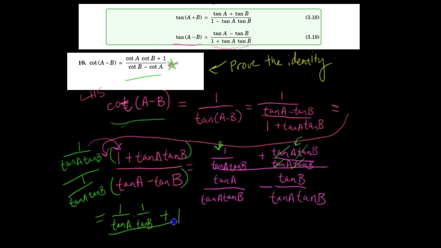All over, we're running out of room. See how these cancel out? And I'm left with 1 over tangent of B minus, now the tangent of B's cancel out, 1 over tangent of A. Isn't that amazing? So on the top, 1 over tangent A is cotangent of A, 1 over tangent B is cotangent of B, plus 1 over cotangent of B minus cotangent of A.